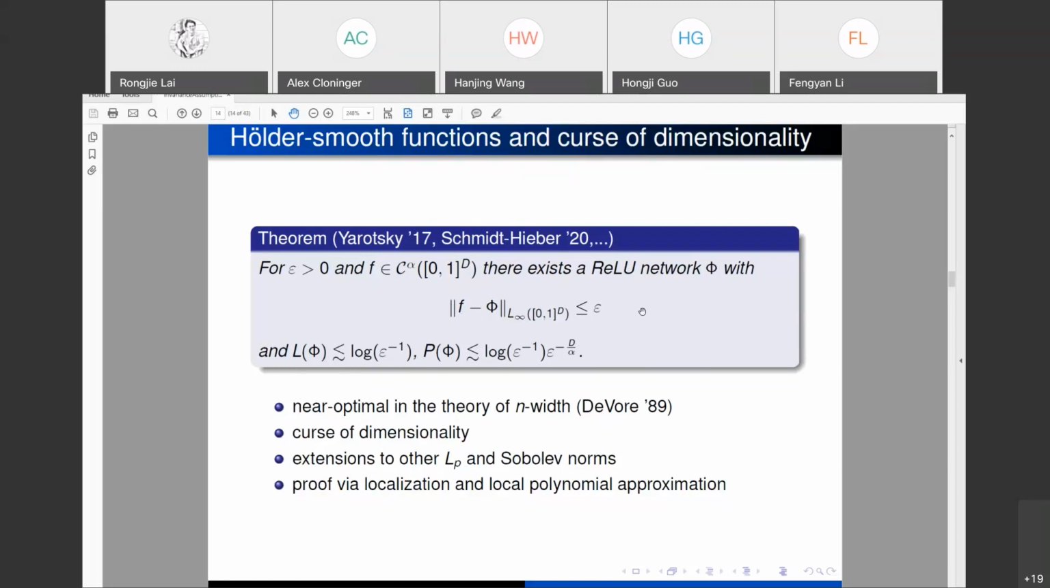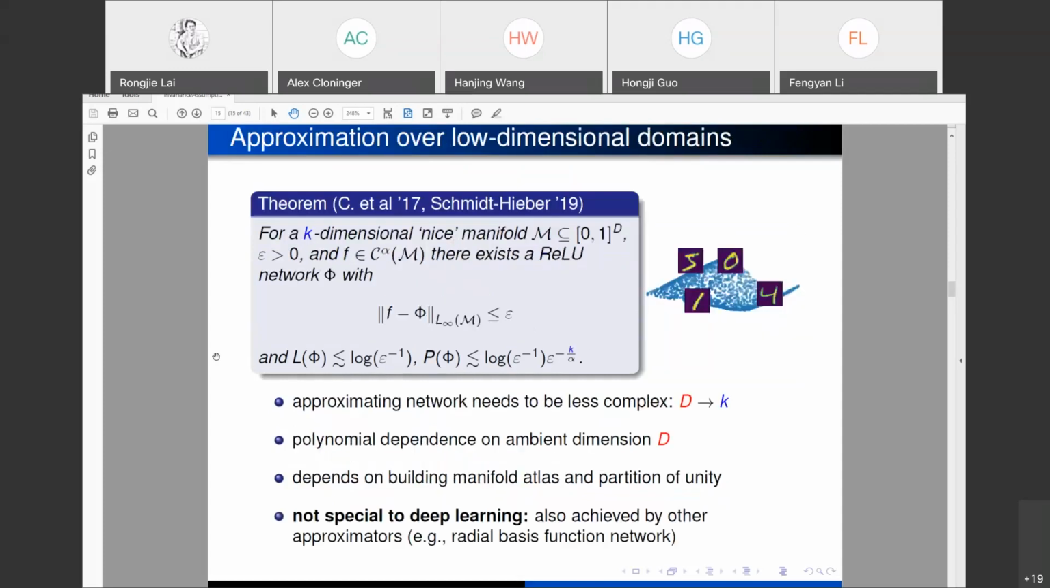This is about optimal, and I should note this has a curse of dimensionality, right? In this case, if we're really assuming that the data comes from the unit cube in R^D, this is the best you can do, and we're only assuming that the function is Hölder. Okay. There are other results.